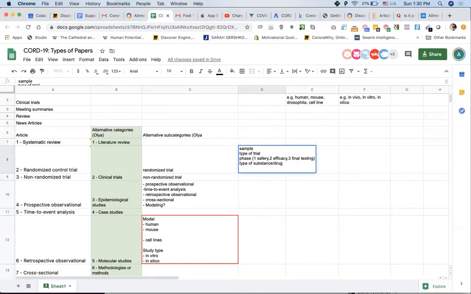So it's not even the substance, but the type of drug. I guess whether it's a vaccine or a treatment is definitely worth recording. And then also what class of drug is it? If it's a vaccine, what class of vaccine? If it's a treatment, what class of treatment?